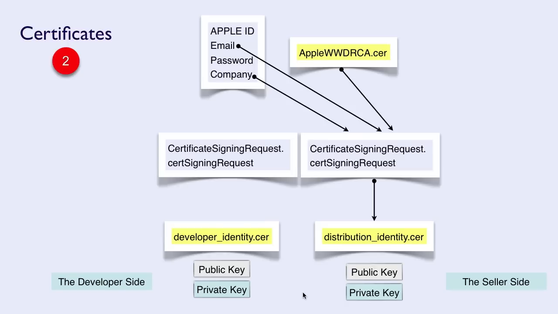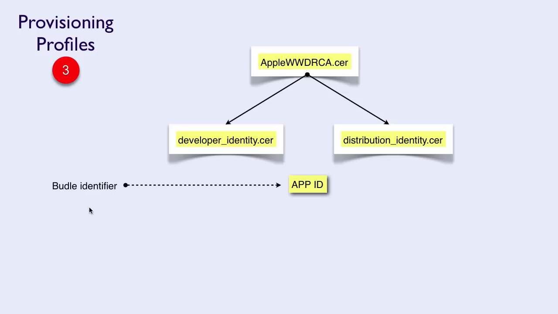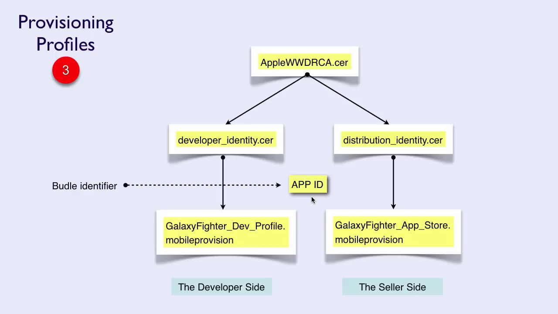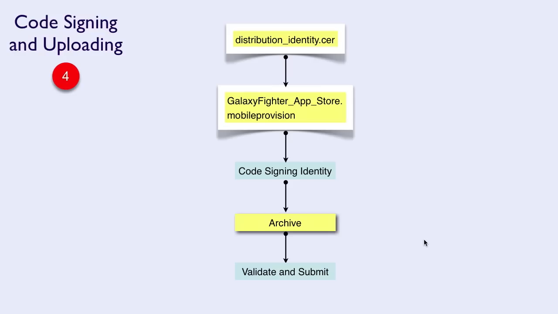The third step is to use the bundle identifier from Xcode to generate the app ID. Having the app ID, we can generate the provisioning profiles for the developer side and also for the distribution side. The fourth step is to use the distribution certificate and the distribution provisioning profile to code sign the app. Having code signed it, we can archive it. But before we can submit it, we have to validate it.